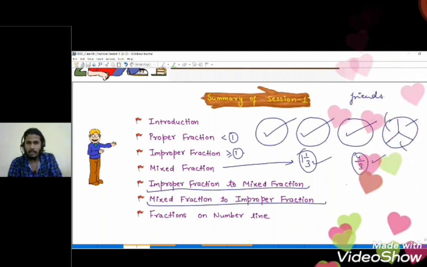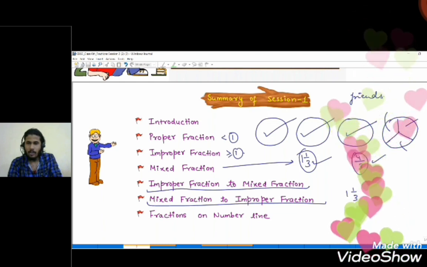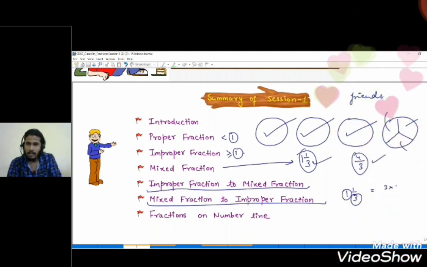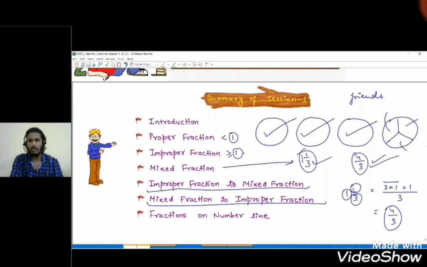Look, if we have 1 whole 1 by 3, what we have to do is multiply the denominator by the whole number part, that gives 3 multiplied by 1, then you add the numerator to it, plus 1. It becomes the numerator, and the denominator remains the same, that is 3. So when you solve, what do you get? 3 ones are 3, plus 1, 4. And the denominator is 3, so you get 4 upon 3, which is the same as we saw above.